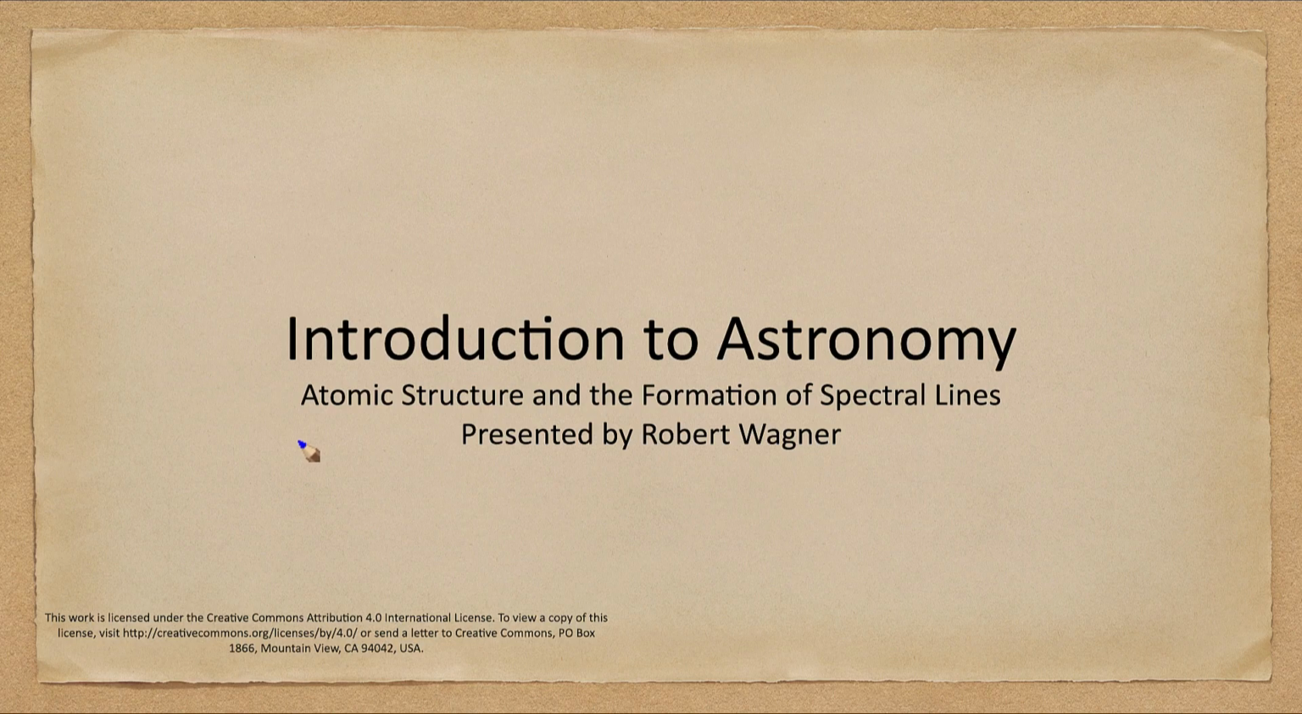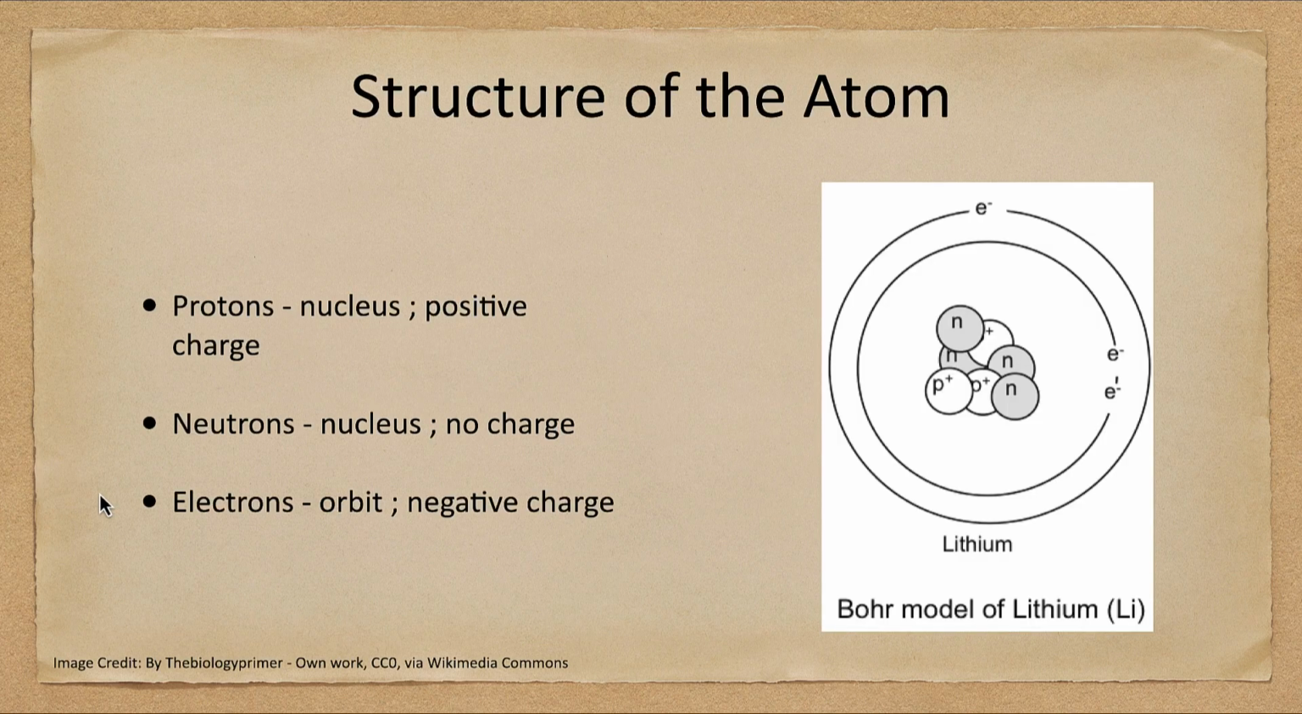In this lecture, we are going to talk about the structure of the atom and how spectral lines are formed. Now, we did look at spectral lines last time, and now we're going to see actually how those are formed. So first we want to look at how the atom is set up, and an atom is set up with a nucleus and electrons orbiting around it.